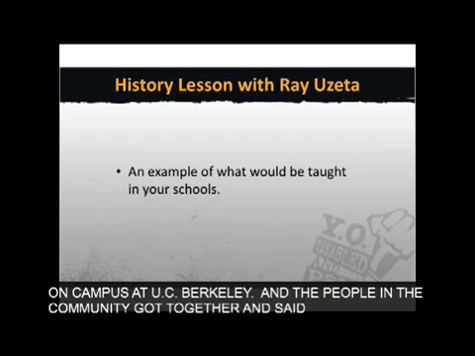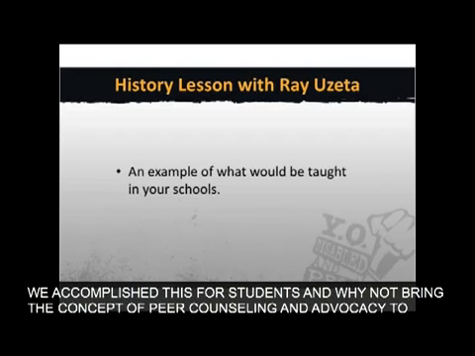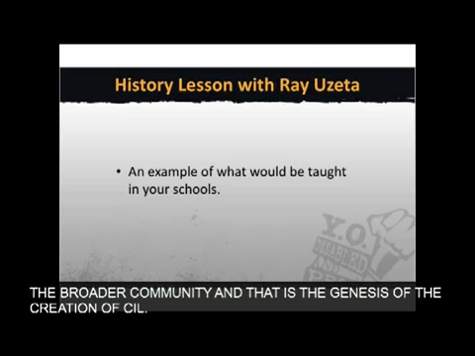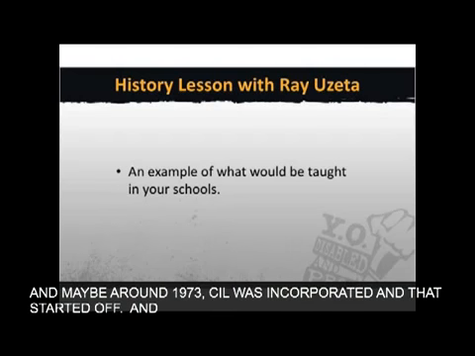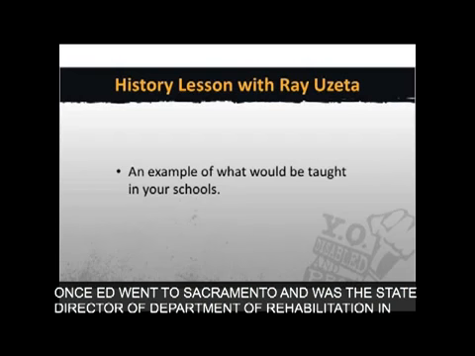Out of that experience, the people in the community kind of got together and said, look, we accomplished this for students. Why don't we bring this concept of peer counseling and advocacy to the broader community? And that's really the genesis of the creation of CIL. People like Dan McEwen, Bill Draper, and other people were really the people who came up with this idea. Ed was part of that. And then, maybe around 73 or something, CIL got incorporated and started off.